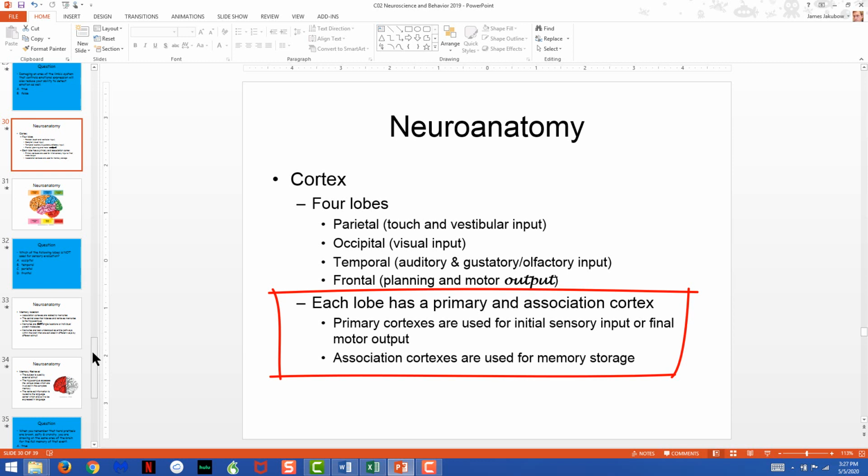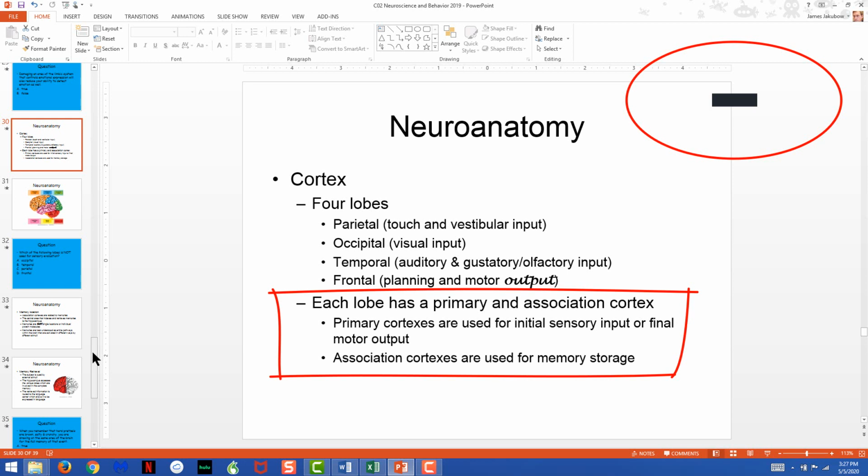So if you imagine the occipital lobe as a vicinity, think of it just generically as an oval. In the very center of the oval, if you drew a dark black line, that dark black line in the very center of the oval would be the primary cortex for the occipital lobe. And that's the first place input comes into the occipital lobe. And then it gets analyzed and the memories for vision get stored in all the remaining section of that oval. That's essentially how it works for every one of the four lobes.